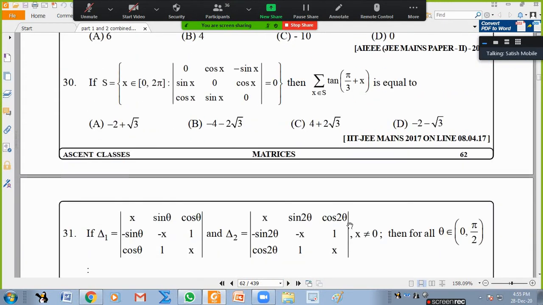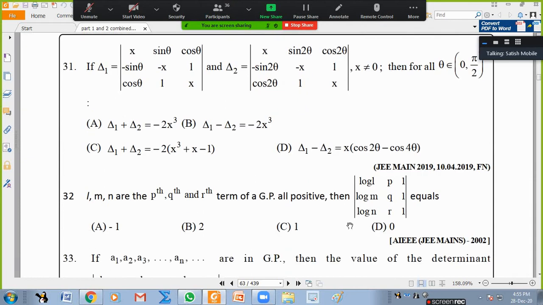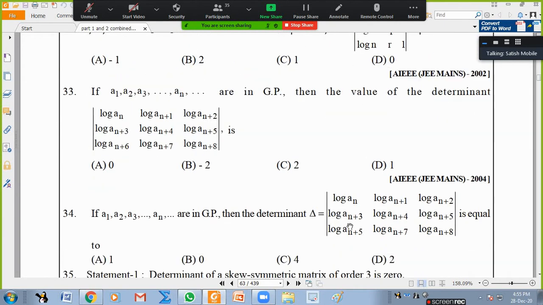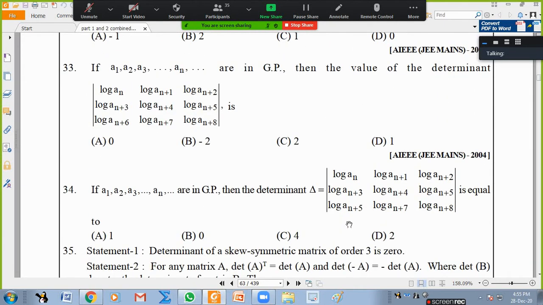I discussed in the class. 31, anybody has doubt? 33. Yes, sir. Okay, 33 is a routine question only. I did not discuss theory in the class. Okay, maybe I'll just clarify now, but tomorrow I'll discuss the theory of determinants.